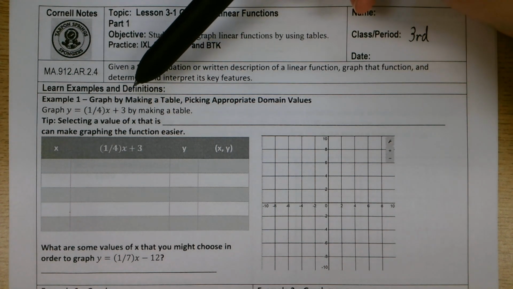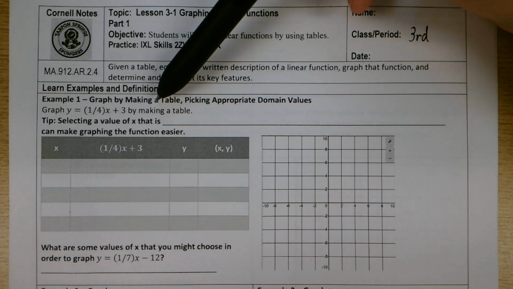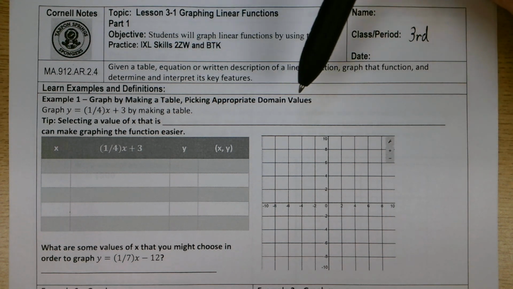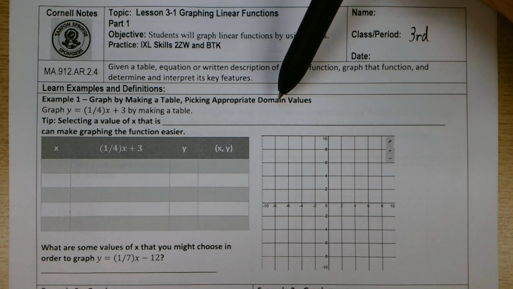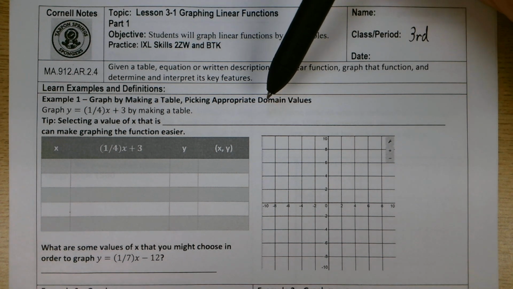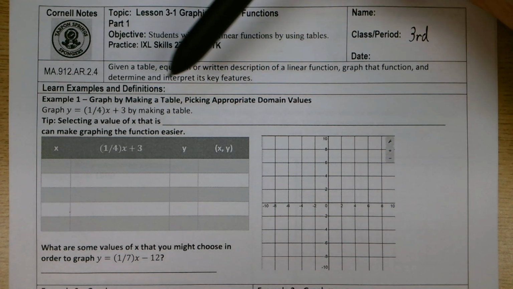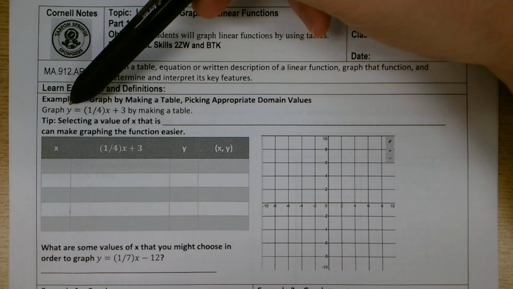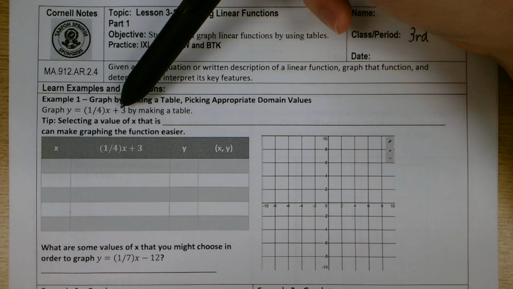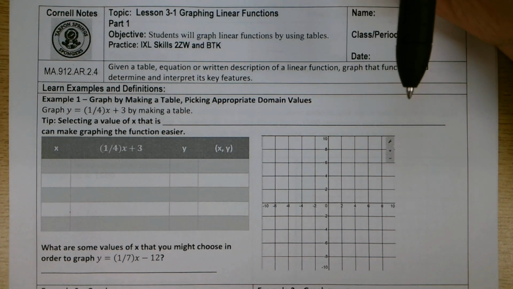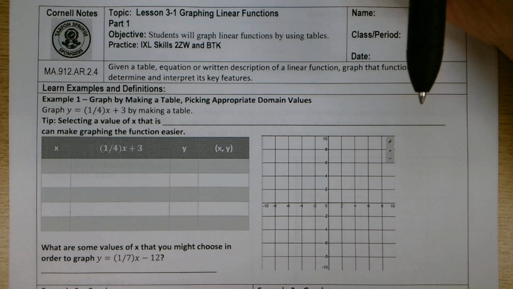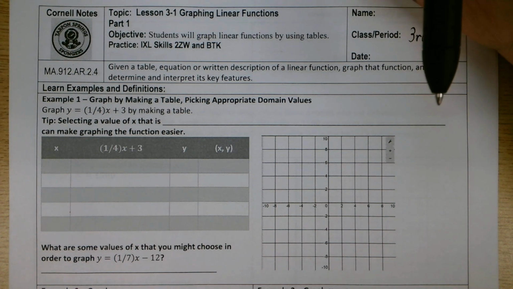We're going to start off by making a table to graph. We're going to pick appropriate domain values. What we mean by this is that there are some x's that are easier to choose than others. We want to graph y equals 1/4 x plus 3 by making a table. I don't want to choose just any x values. I want to choose x values that make my life easier.